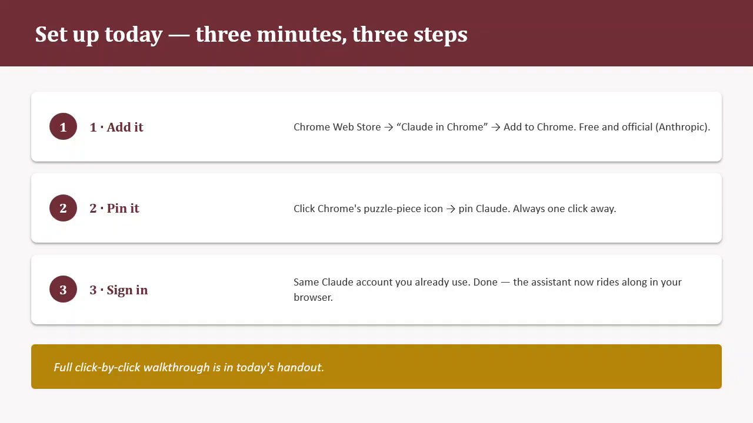Step 2. Click the little puzzle piece icon at the top right of Chrome, find Claude in the list, and click the pin, so the Claude icon is always sitting one click away in your toolbar. Step 3. Click that icon and sign in with the same Claude account you already use for everything else in this academy. That's the whole setup. From that moment forward, you have an assistant riding along in your browser on every site you visit. And if Cowork hasn't reached your side panel yet, remember the warning from earlier. You can still work with the page you're on today, and the full brain arrives on its own. Nothing for you to install twice.